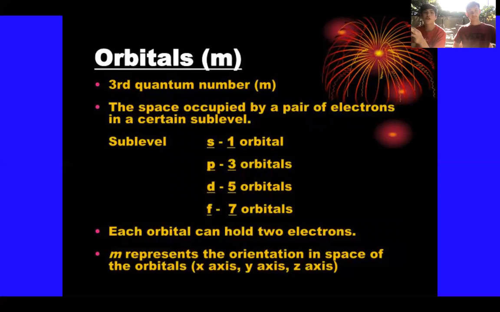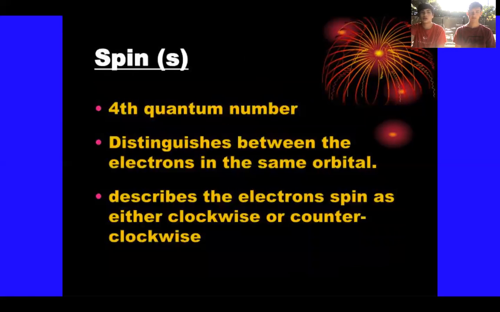Orbitals, the third quantum number, m. An orbital is the space occupied by a pair of electrons in a certain sublevel. The s sublevel has one orbital, p has 3 orbitals, d has 5 orbitals, and f has 7 orbitals. Each orbital can hold 2 electrons, and m represents the orientation in space of the orbitals: x-axis, y-axis, z-axis.